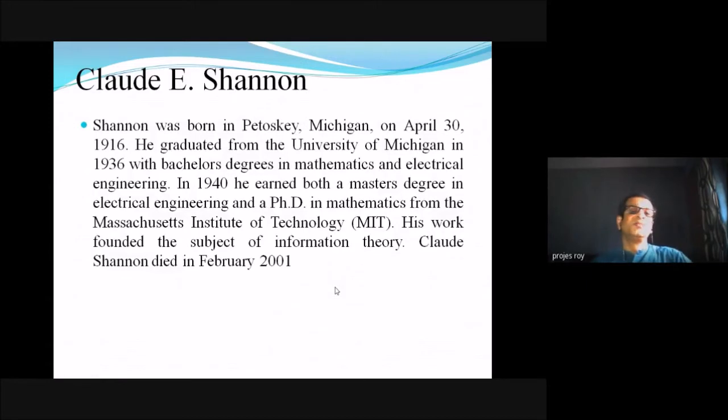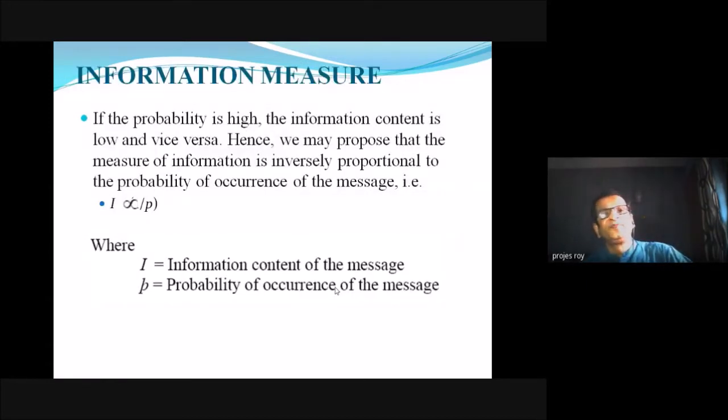Here is the information measure. In probability, if the probability is high, the information content is low, and vice versa. Hence, we may propose that the measure of information is inversely proportional to the probability of occurrence of the message. That is, I is proportional to 1 by P. Here I is the information content of the message, and P is the probability of occurrence of the message.